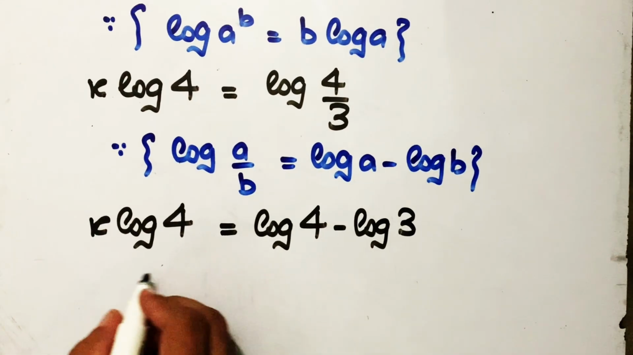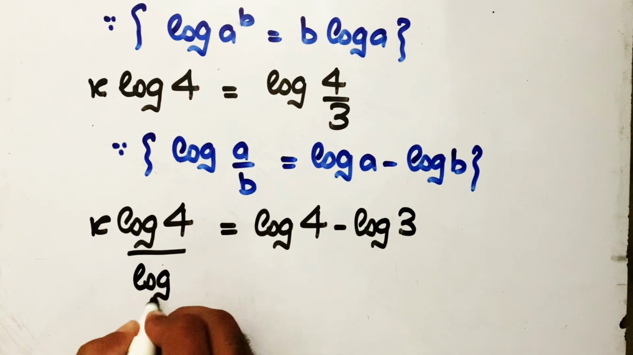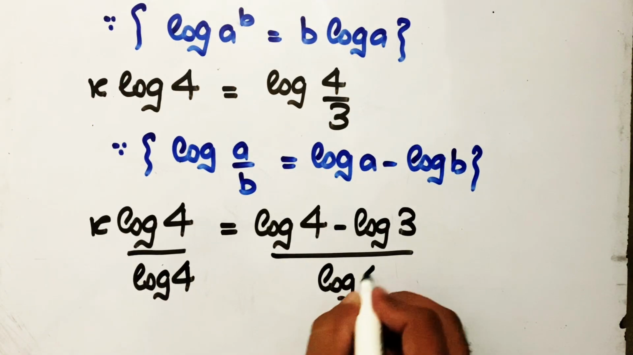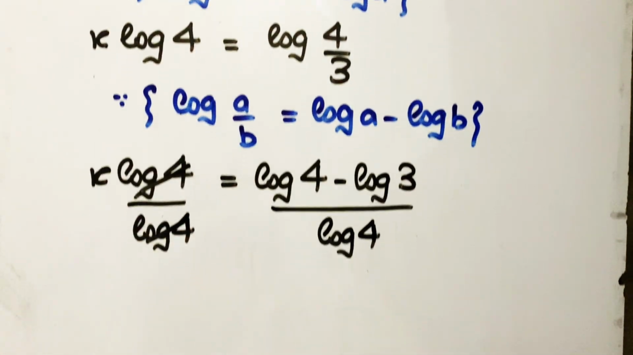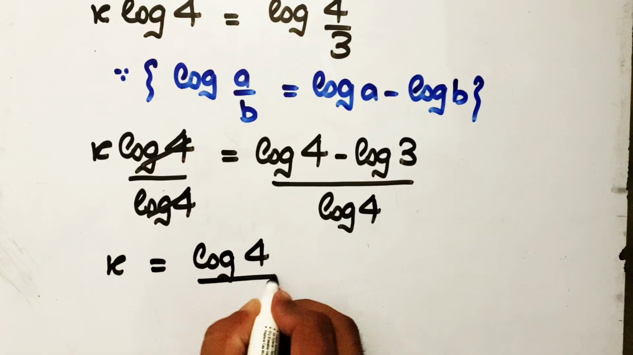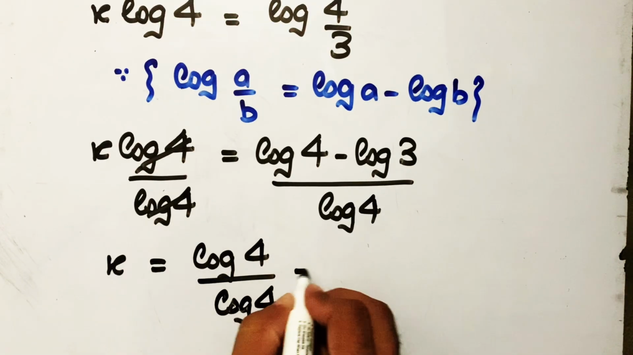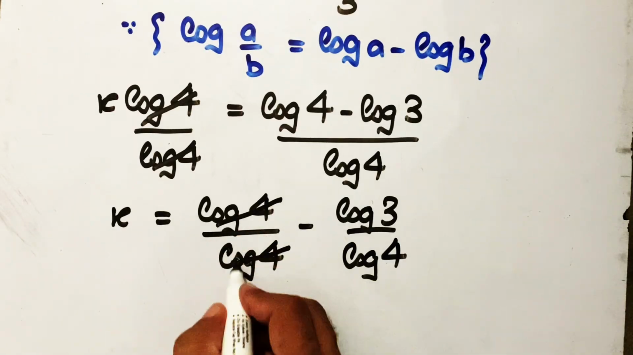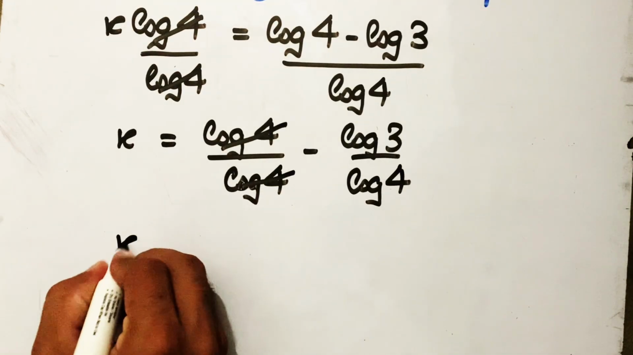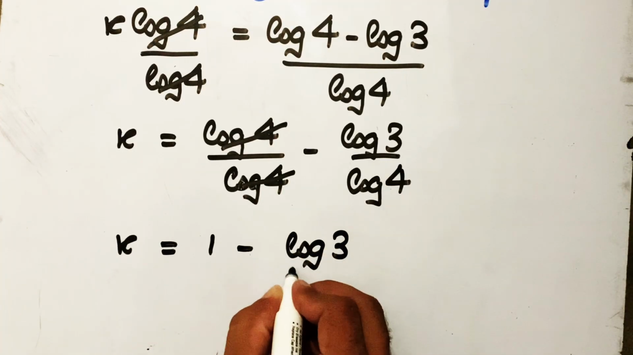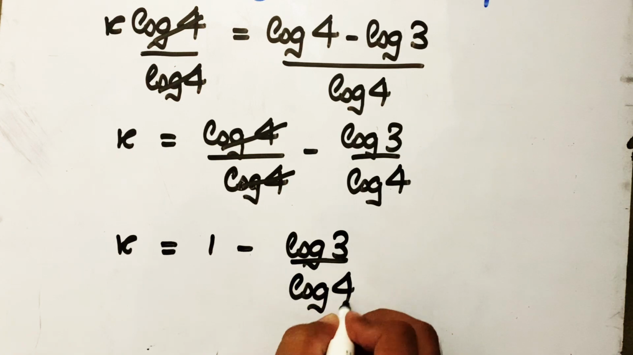I am taking both sides divided by log of 4 here. So this term cancels. We got x equals log of 4 divided by log of 4 minus log of 3 divided by log of 4. So now this term and this term cancel. We got x equals 1 minus log of 3 divided by log of 4 here.